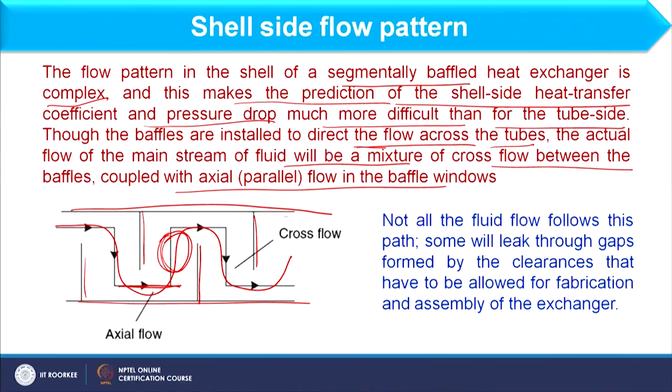Not all the fluid flow follows this path. Some will leak through gaps formed by the clearance that has to be kept for fabrication and assembly of the exchanger, because if baffles are inserted over the tubes, holes should be prepared in the baffles, right. Then only it will be inserted over the tubes. The holes in the baffle depend on the outer diameter of the tube, and that hole diameter should be slightly more than the diameter of the tube, then only it will be inserted. So, that gap basically works as leakage. In a similar way, we have discussed the leakage between shell diameter and baffle diameter in previous lectures.